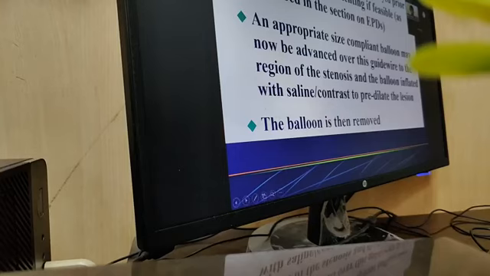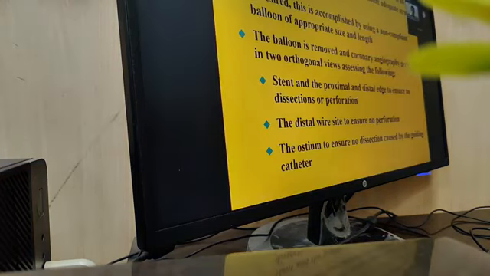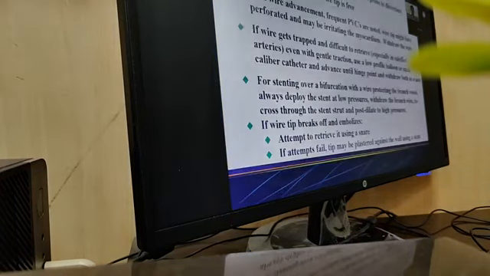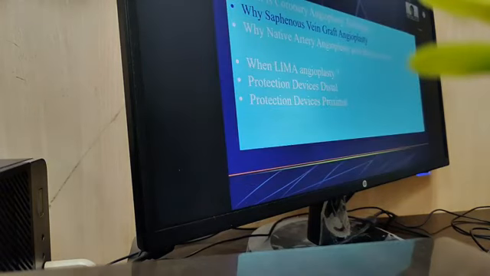An embolic protection device should be deployed mostly, and then I will tell you this. Going to skip, but I'll tell you. Let me come directly to why saphenous vein graft angioplasty. Coming to the main topic, SVG intervention background.